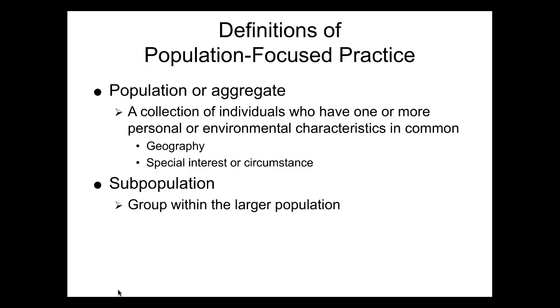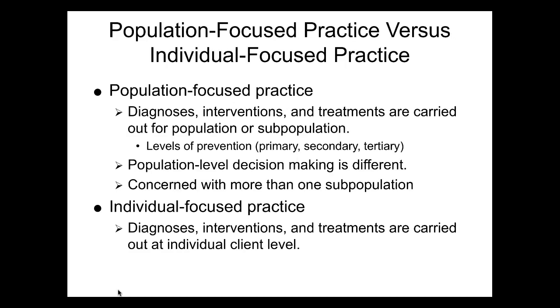So population-focused practice, population or aggregate, meaning a group of people. It's a collection of individuals who have one or more personal or environmental characteristics in common. So that characteristic could be geography. It could be a special interest like miners or motorcycle riders, or circumstance like poverty or orphans. Subpopulations are groups within a larger population. So a subpopulation of school teachers or public school teachers, right? A subpopulation of African American women. So it's a smaller group within a larger group.